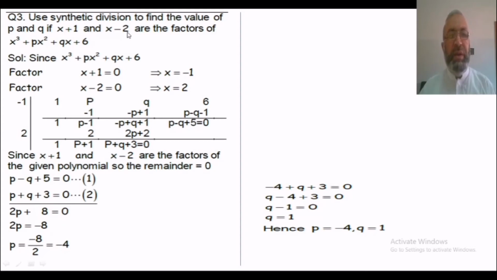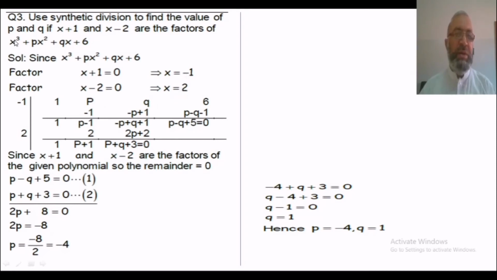x plus 1 and x minus 2 are factors, so put x plus 1 equal to 0. We get x is equal to minus 1. Similarly, x minus 2 equal to 0, x is equal to 2. Thus minus 1 and 2 are the roots of the given equation. So we divide this one by one, first by minus 1, then by 2.